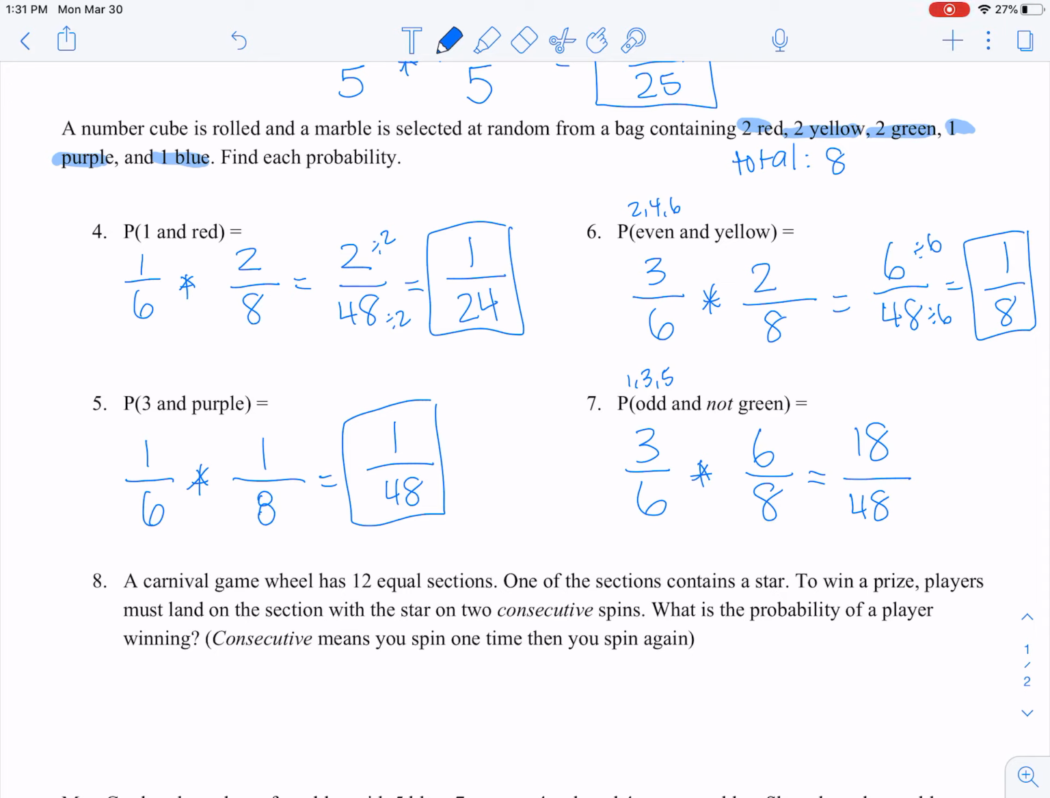We know those both numbers are even numbers, and I know that 6 can go into 18 and 6 can go into 48. So I'm going to divide both sides by 6. And then 18 divided by 6 is 3. 48 divided by 6 is 8. That is not reducible any further, so it's 3/8.